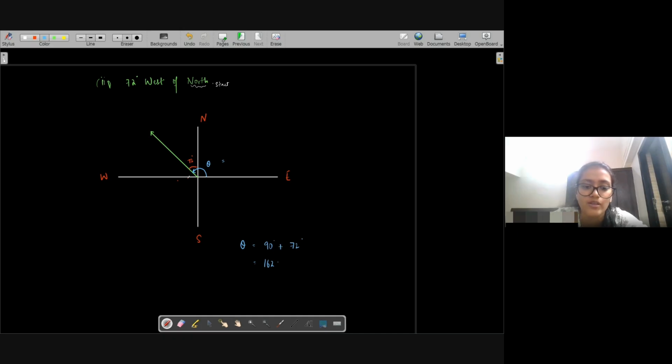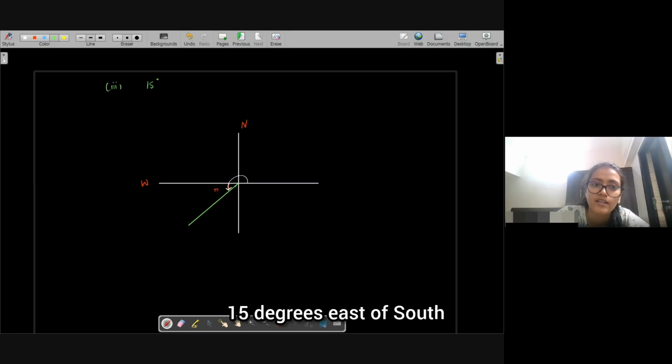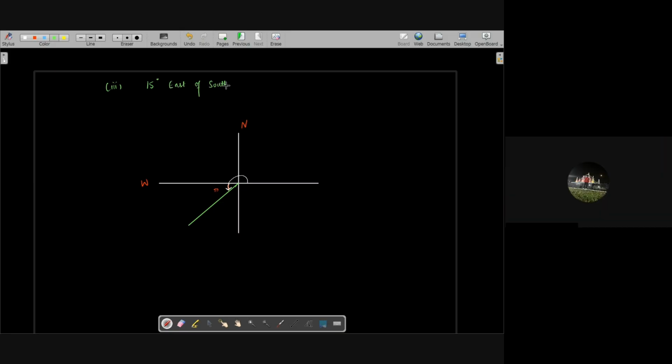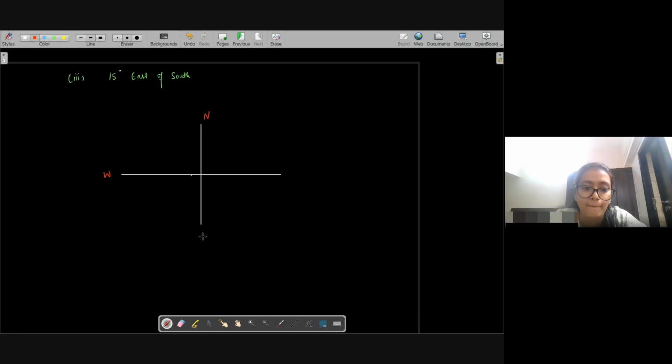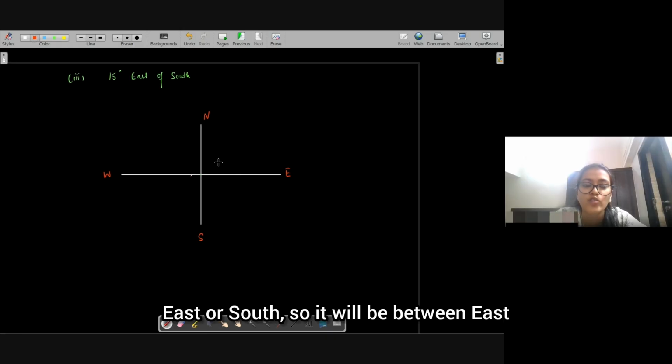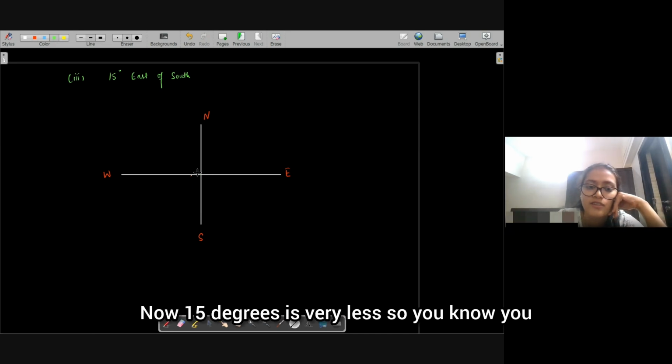Okay, one last. 15 degrees east of south. It should be 15 degrees to the right of the bottom y-axis. This is S, this is E. East of south, so it will be between east and S. It will be in the fourth quadrant. Now 15 degrees is very less.